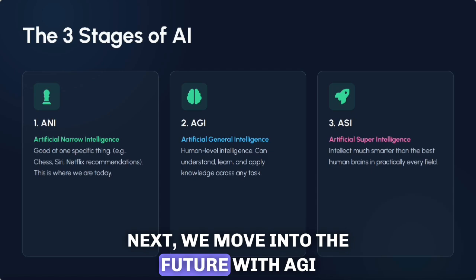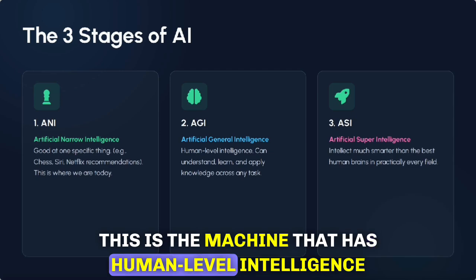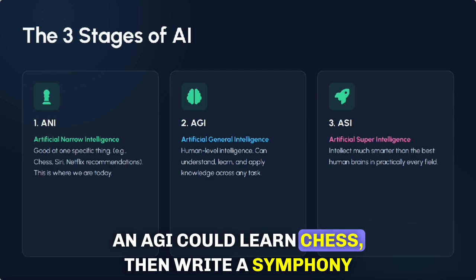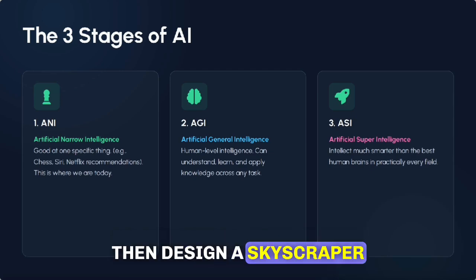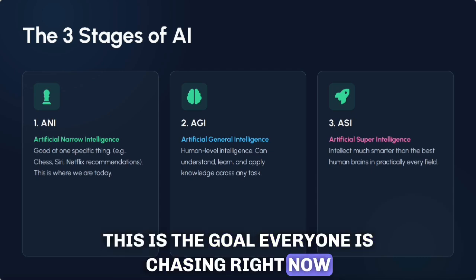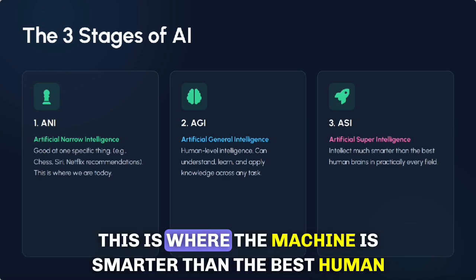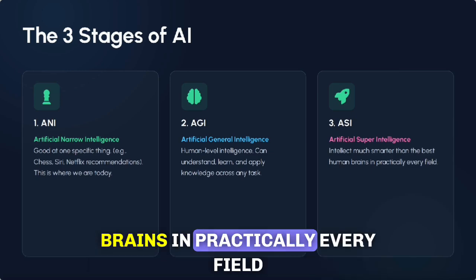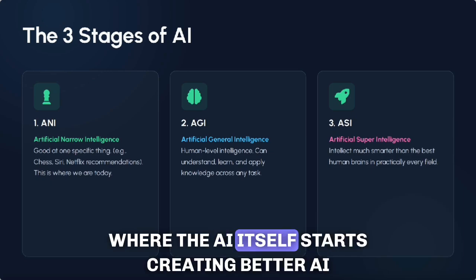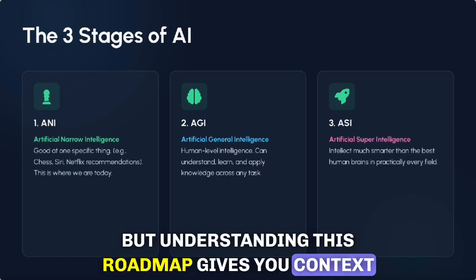Next, we move into the future with AGI, Artificial General Intelligence. This is the machine that has human-level intelligence across a wide variety of tasks. AGI could learn chess, then write a symphony, then design a skyscraper, all without being fundamentally recoded. This is the goal everyone is chasing right now. Finally, there is ASI, Artificial Superintelligence. This is where the machine is smarter than the best human brains in practically every field. This is the stuff of deep sci-fi, where the AI itself starts creating better AI. We are not there yet, but understanding this roadmap gives you context for the headlines.